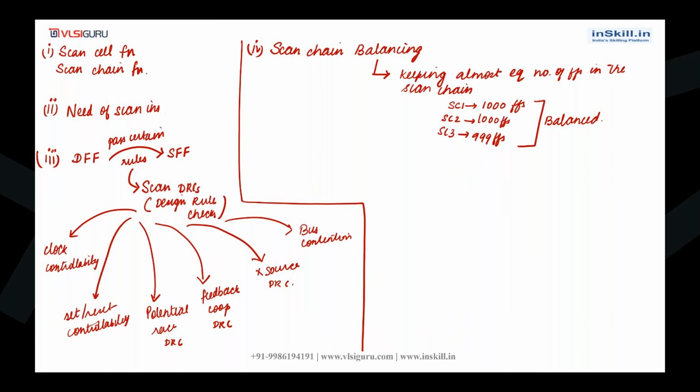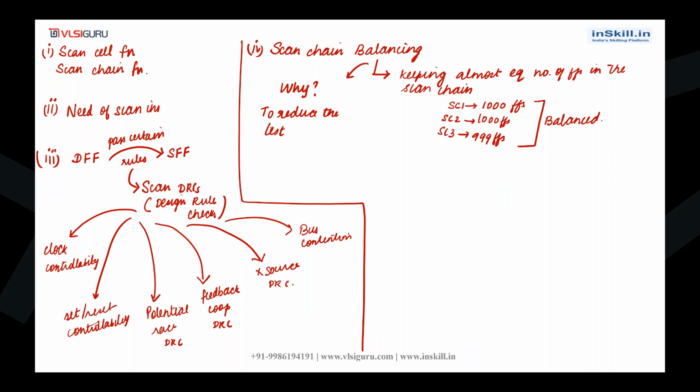Okay. Now, why do we need to go for scan chain balancing? We go for scan chain balancing in order to reduce the test time.